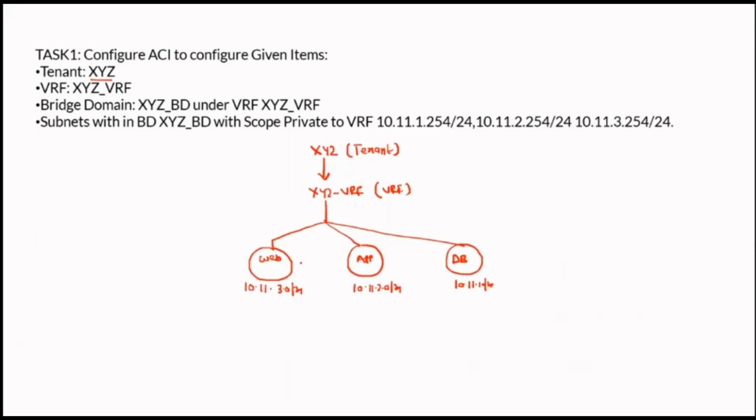Okay, and the scope of the VRF is private, so I am not going to advertise or leak between the subnets in between these VRFs. So first I'll do this construct, then later we will see how to configure the contract, filter and application profile so that they can talk to each other. Okay, understood.